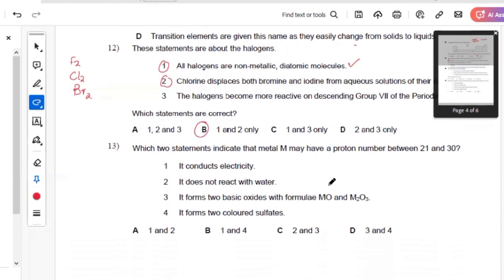Which two statements indicate that metal M has a proton number between 21 and 30? So that would definitely be a transition metal, and we have learned that transition metals have the property that they have variable oxidation states. That is why here they are forming M plus 2 and O minus 2, that would become MO. And here it is having M plus 3 and O minus 2. That is why it is forming M2O3. So the option would be 3 and 4.